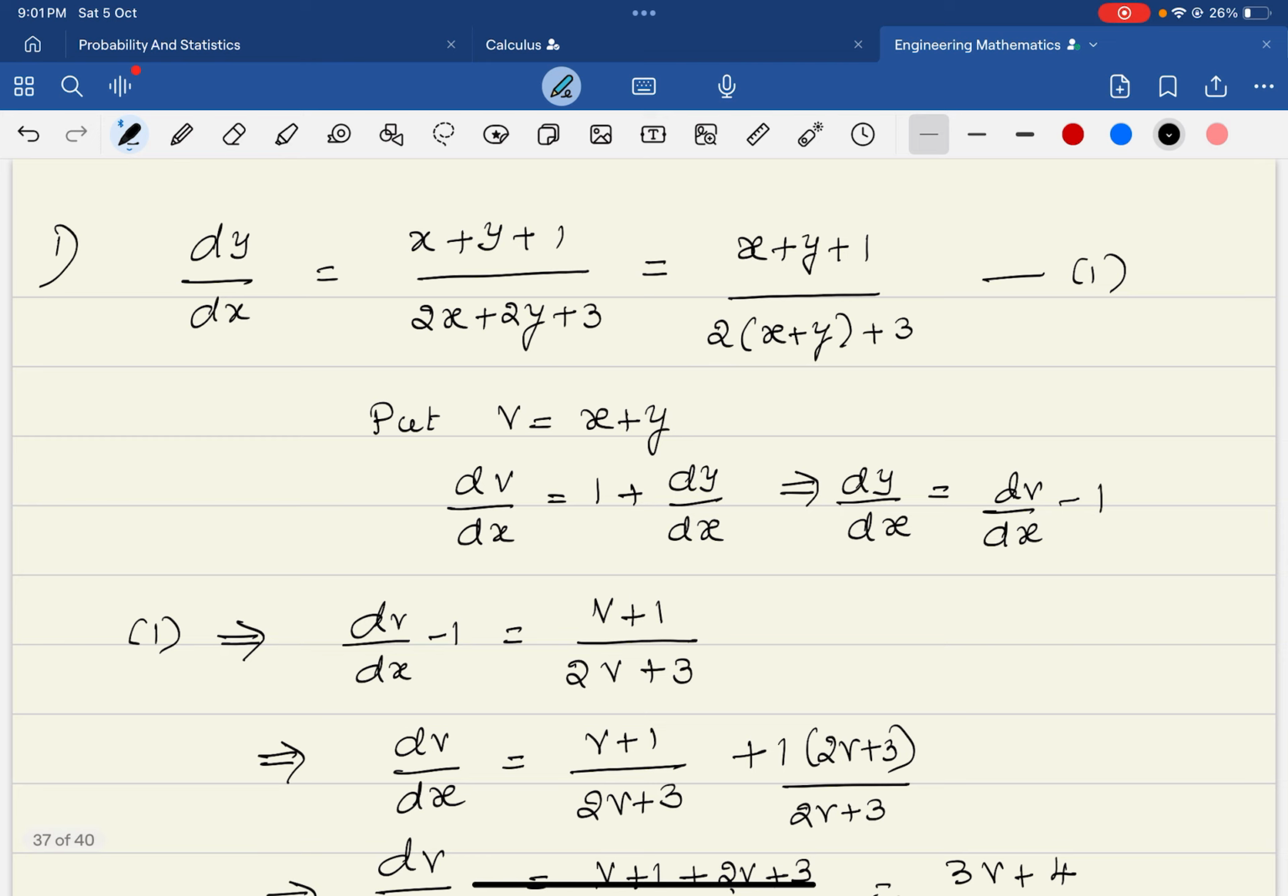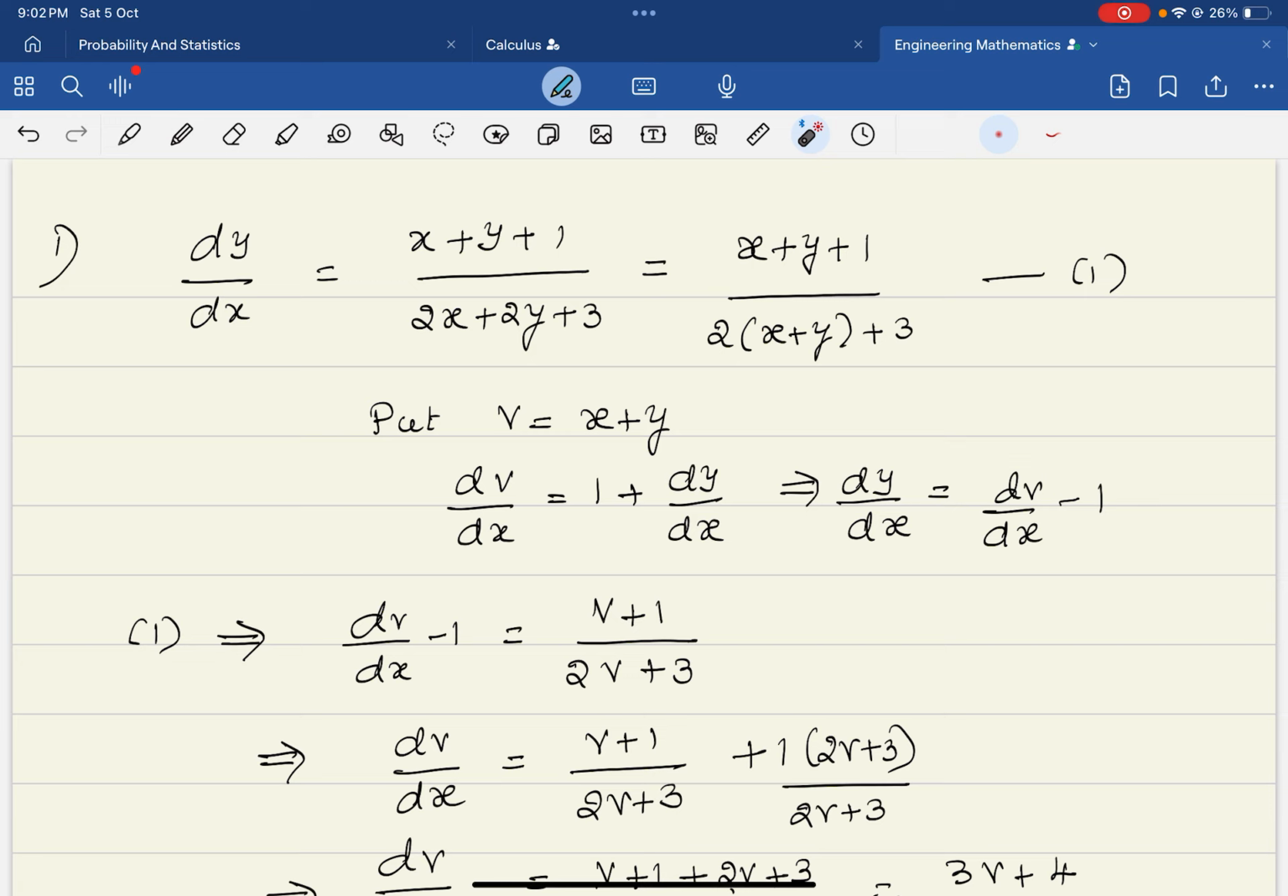Now let us come to the problem of how to solve the non-homogeneous differential equation. So let us take this problem as dy by dx is x plus y plus 1 over 2x plus 2y plus 3. So first thing is the x coefficient is 1 by 2, and the y coefficient here is 1 by 2. So we can apply a by a equals b by b. So that is done. Now how can you rewrite this? 2x plus 2y can be written as 2 times x plus y. So what is the substitution now? x plus y is the substitution. v is equal to x plus y.